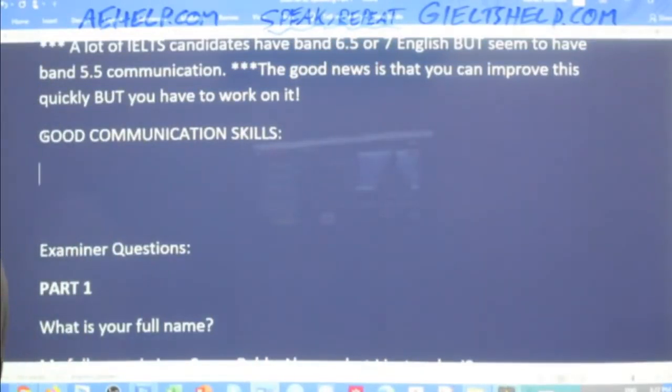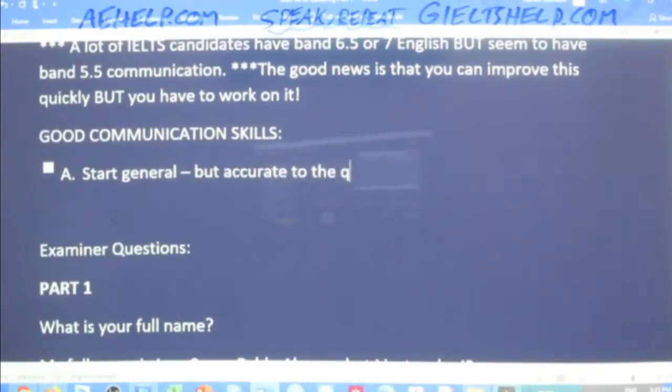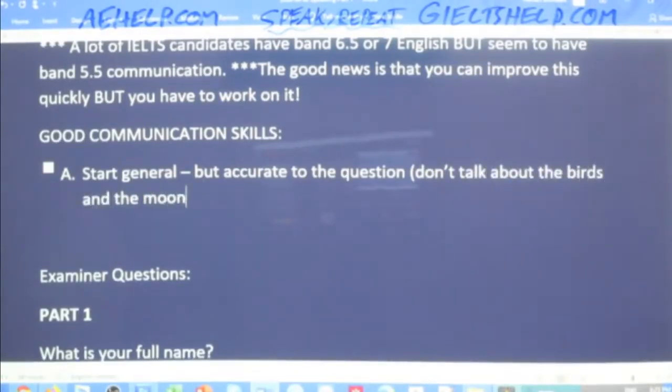So, first of all, one way to communicate well is: start general, but accurate to the question. So don't start talking about the birds and the bees. Don't thank the examiner for the opportunity, okay?